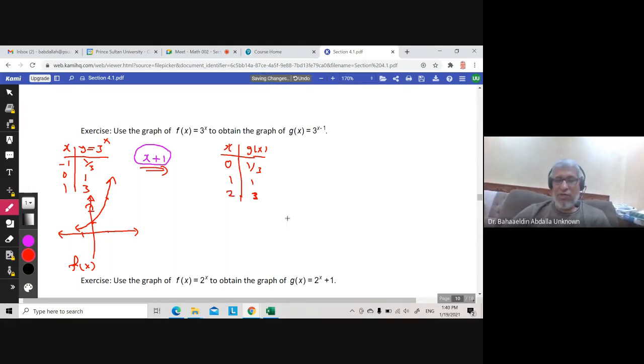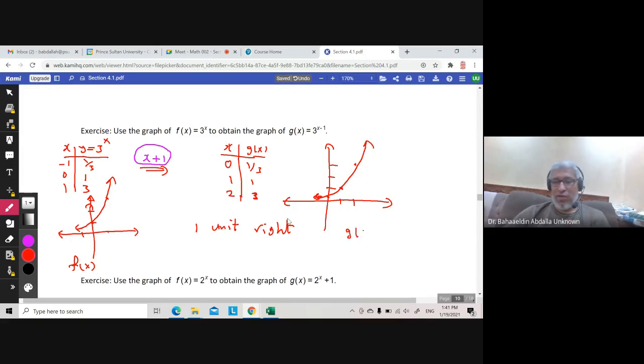And if you sketch the graph of g of x, at 0 it is 1 over 3, at 1 it is 1, at 2 it is 3. And therefore the graph goes like this. What happened is 1 unit to the right, because this is x minus 1. We said if it is x minus 1, we go 1 unit to the right. So this is the graph of g of x, and this is the graph of f of x.